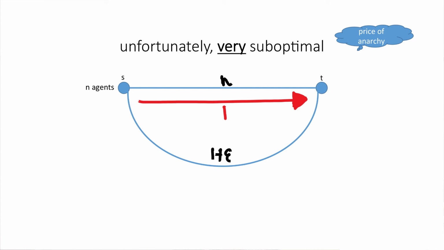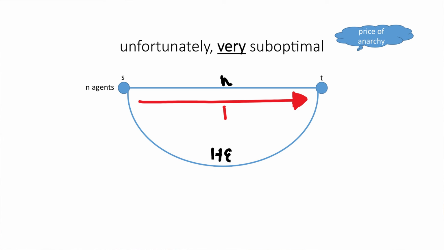Unfortunately, there can be extremely bad equilibria in this setting. So, consider the following situation. There are n agents sitting at S who want to send traffic to T. There are two options. There is an edge of cost n, and there is another edge of cost slightly more than 1. Now, the problem is, if all the agents are currently using the expensive edge, the edge of cost n, then none of them has incentive to deviate to the cheaper edge, right, because individually they are paying only a cost of 1, because the total cost of n is shared among n agents, and none of them will deviate.